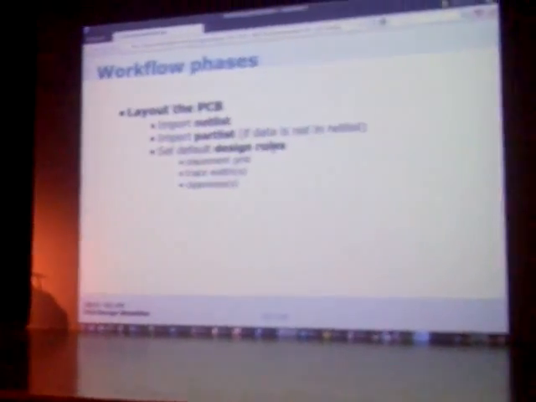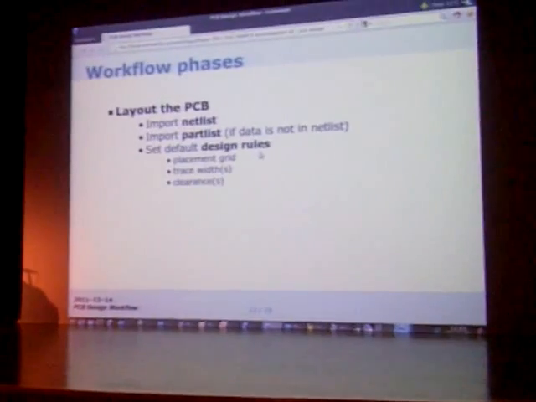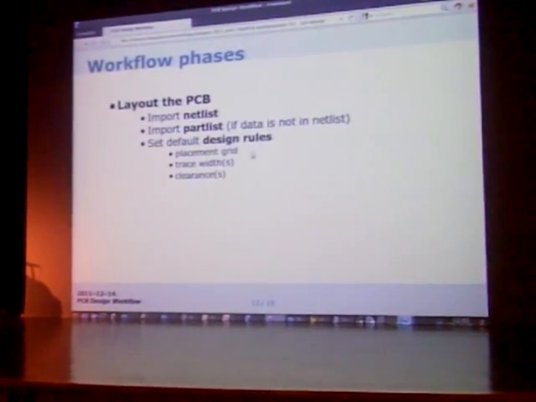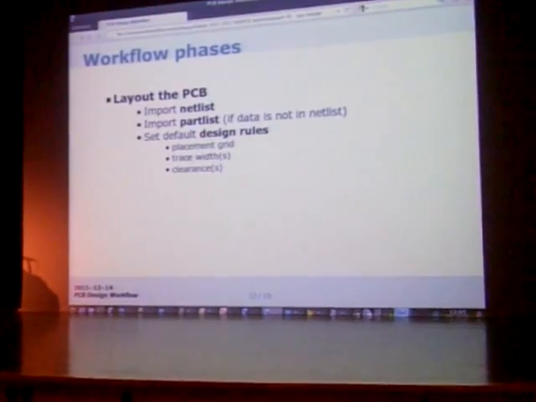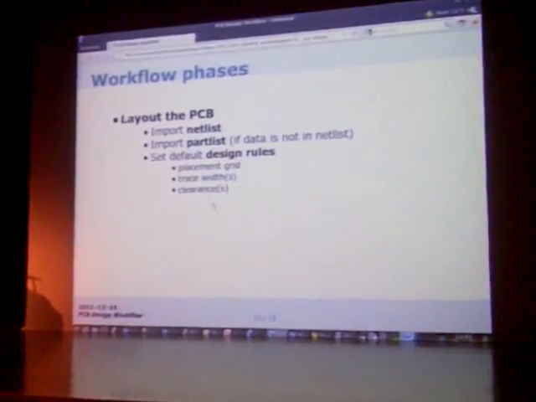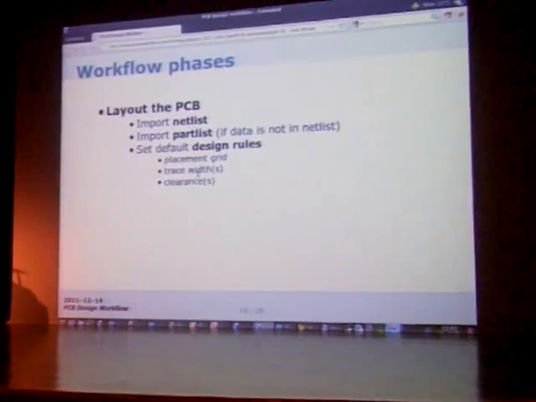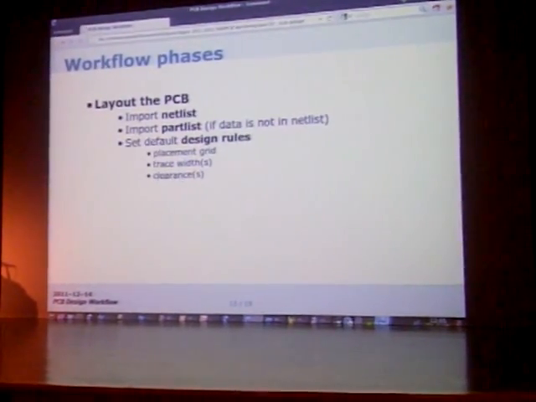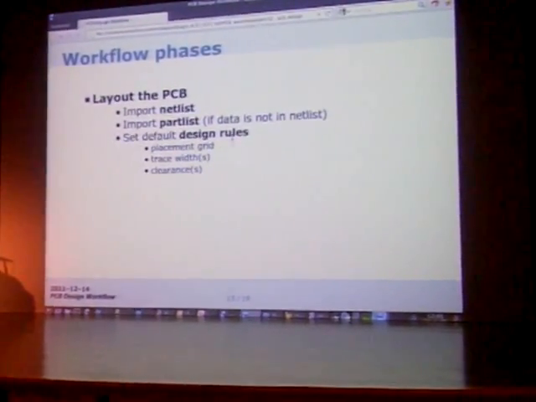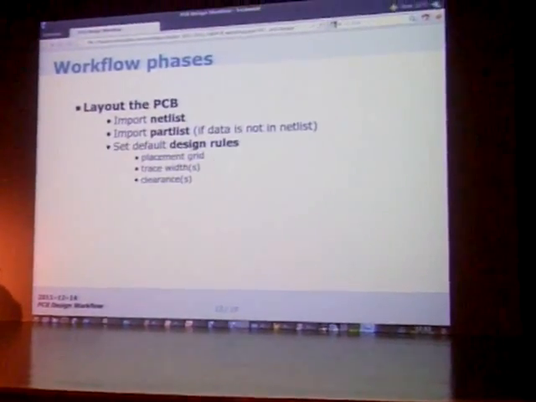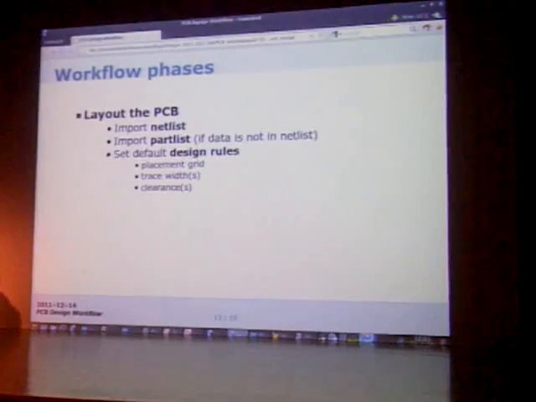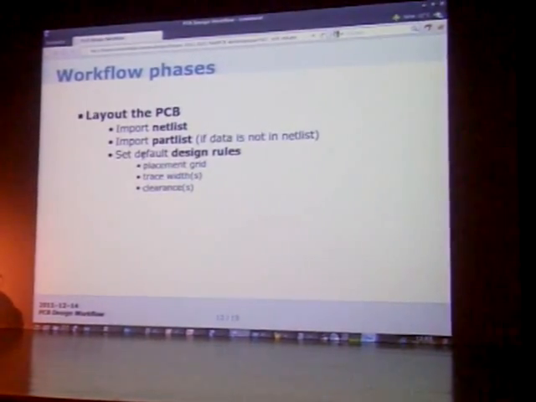Then you set up default design rules. Design rules are the things that say, by default, how wide are my traces? The things that connect paths, how big are they? What is my minimum clearance? That you express as a design rule. What is my placement grid? In other words, where can I place components on a grid?